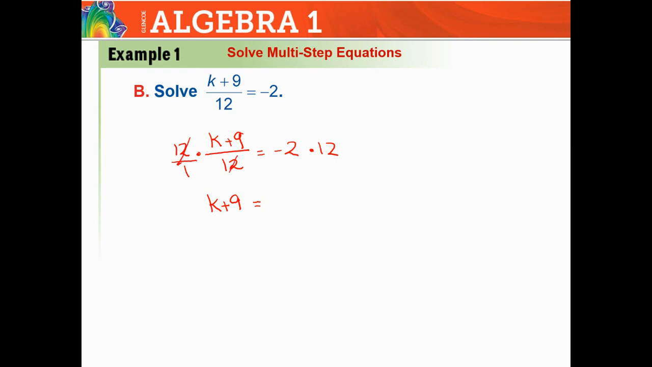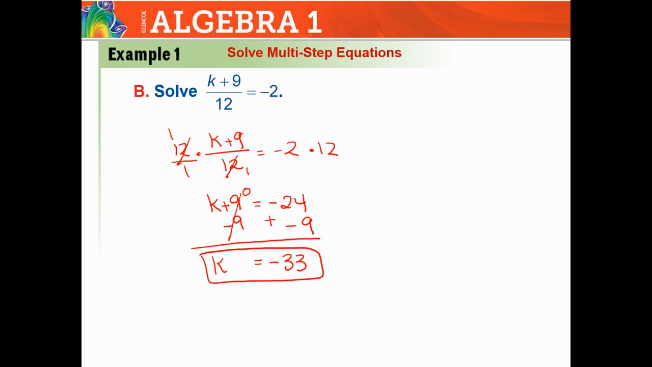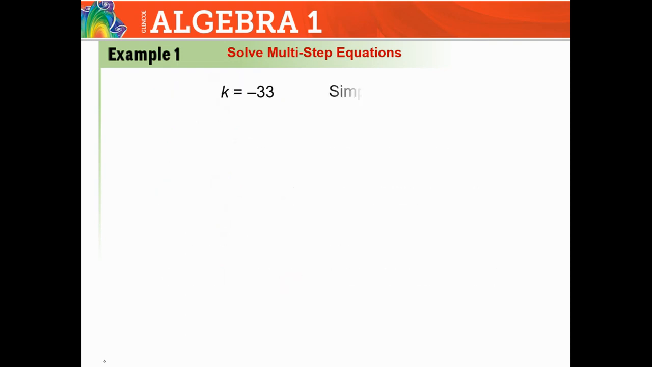because we have these two 12s cancel to make 1s. So that's why we get k plus 9. Then we have a negative 2 times a positive 12 gets us a negative 24. Then we're going to subtract 9 from both sides. This cancels to 0, so we just get k equals negative 24 minus 9, which is the same thing as negative 24 plus a negative 9. So we get a negative 33. So k equals negative 33. And that's what they got.